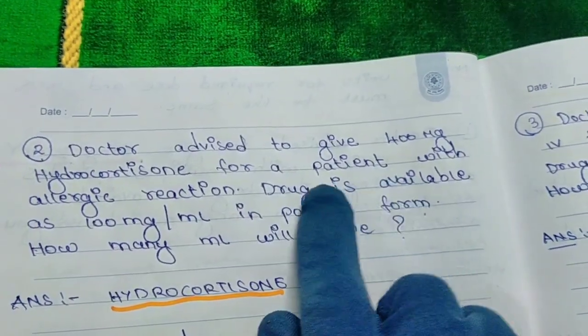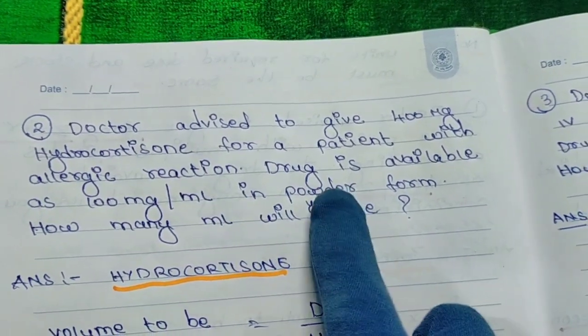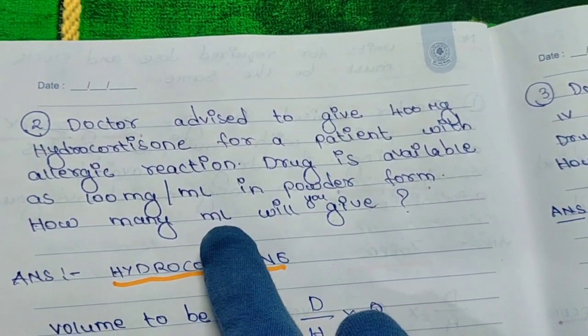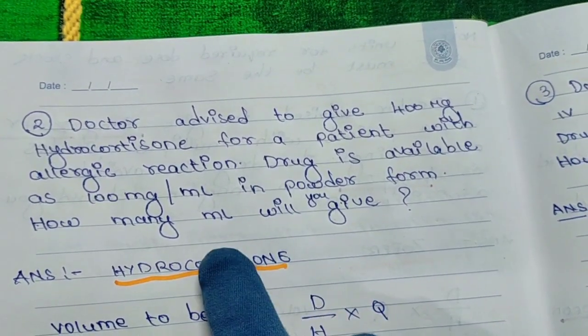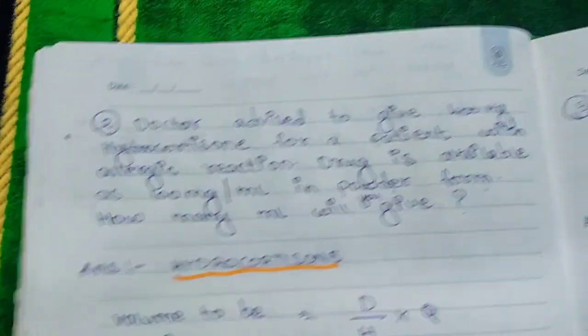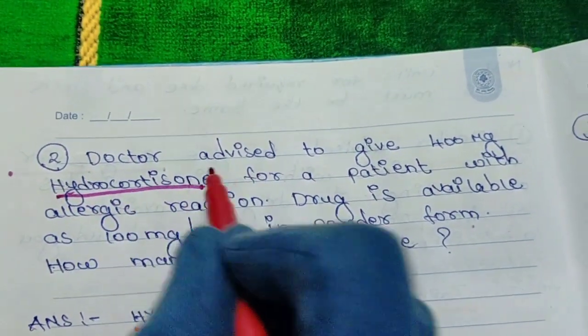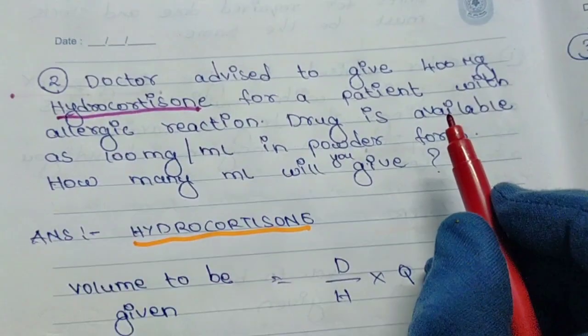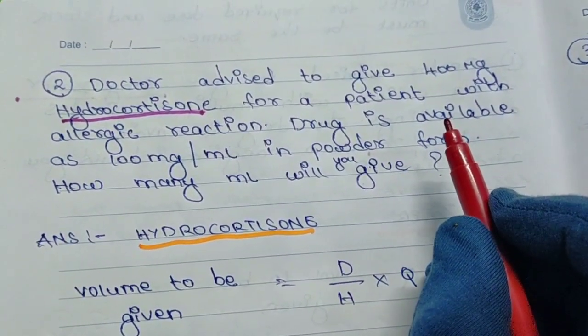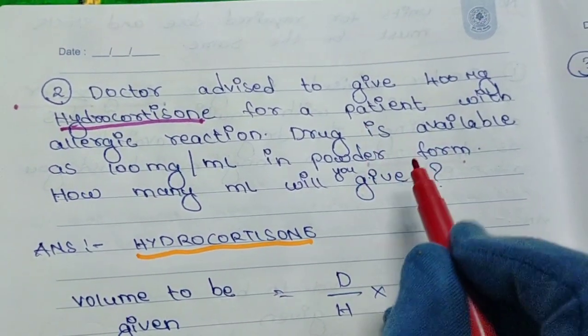Doctor advised to give 400 mg of hydrocortisone for a patient with an allergic reaction. The drug is available as 100 mg per ml in powder form. How many ml will you administer? So first of all we should know what medicine we are talking about. That is hydrocortisone. Hydrocortisone is a corticosteroid, which is used in allergic conditions, to treat allergic conditions and many other things.